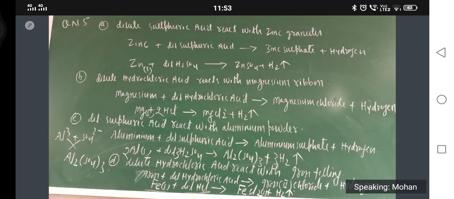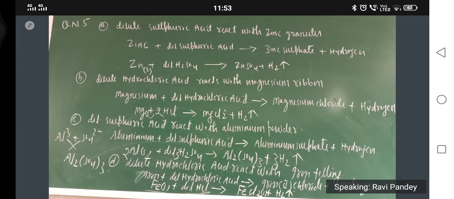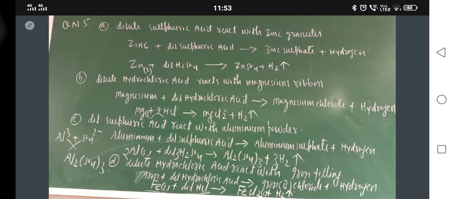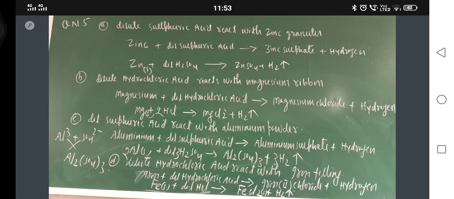Now just see. There is one question, that is question number 6. Compounds such as alcohol and glucose also contain hydrogen but are not categorized as acid. Describe an activity to prove it. Okay, so just see now.